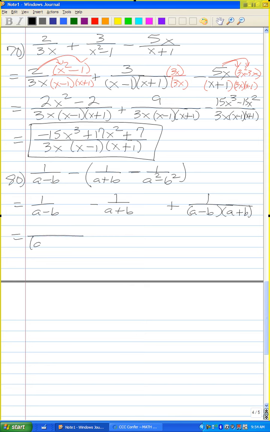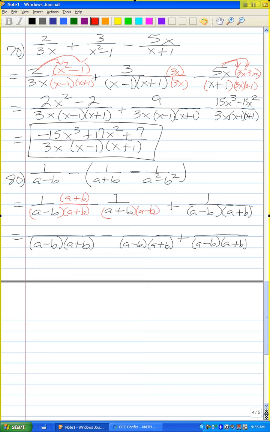So I have a least common denominator of a minus b, a plus b. And so let me rewrite each of these rational expressions as equivalent rational expressions with the same least common denominator. So let me multiply and divide by a plus b, by a minus b, by 1.